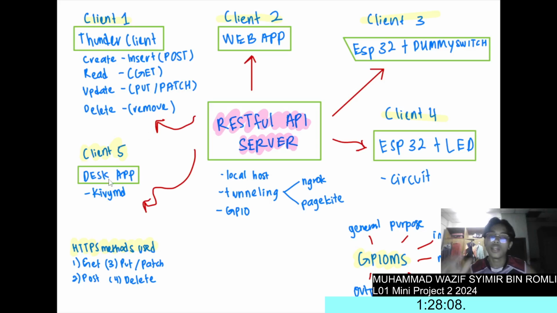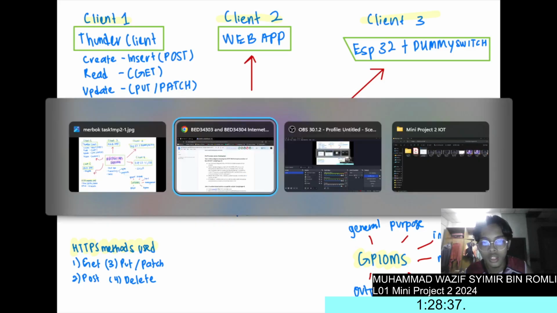Lastly, each client interacts with the RESTful API server using HTTP requests with the appropriate method to perform GPIO management operations. The server then needs to process all of these requests and send back the response accordingly, allowing the clients to control and monitor GPIO pins effectively. That's all from me for task 1. Thank you.